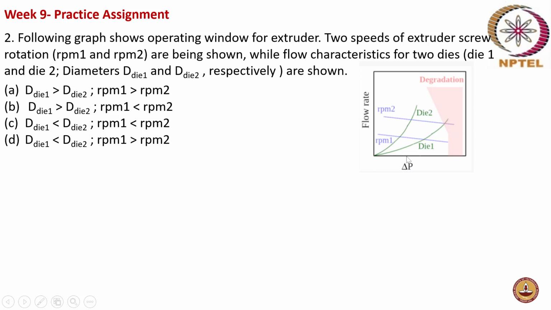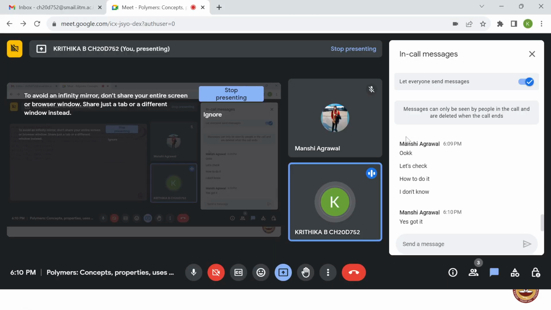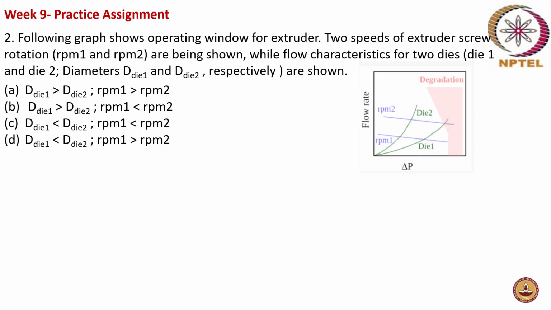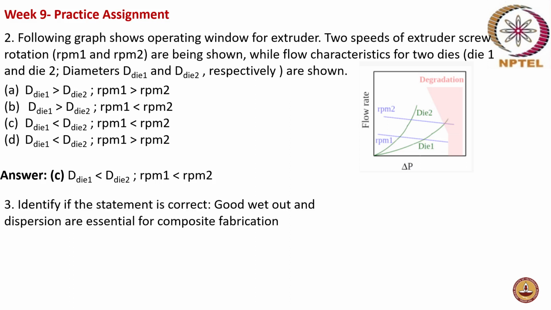Similarly, for RPM also, if you consider the same pressure drop, RPM 2 has a higher flow rate compared to RPM 1. Correct? Are you able to make it? Yes. That means RPM 2 should be greater than RPM 1. So the answer is Option C. Die 2 should have a greater diameter than die 1, and similarly RPM 2 is greater than RPM 1. Okay. Next question.